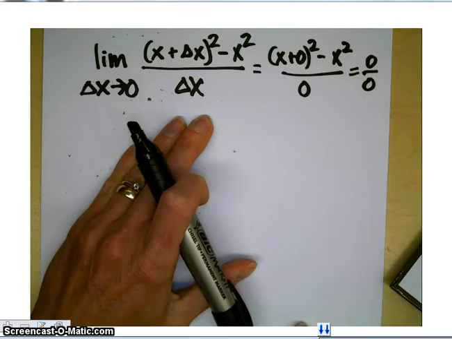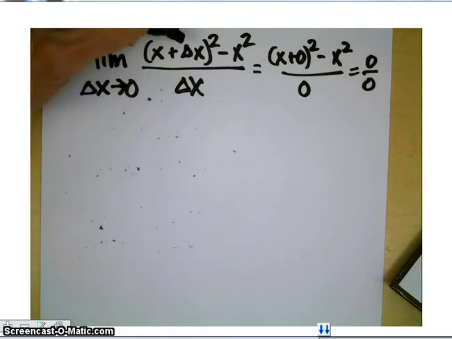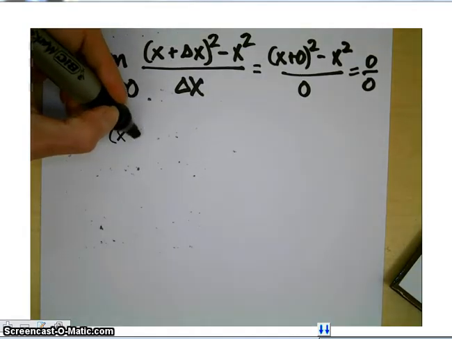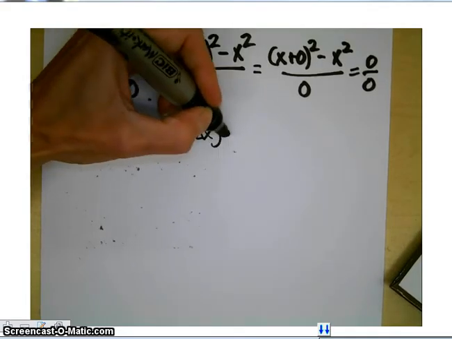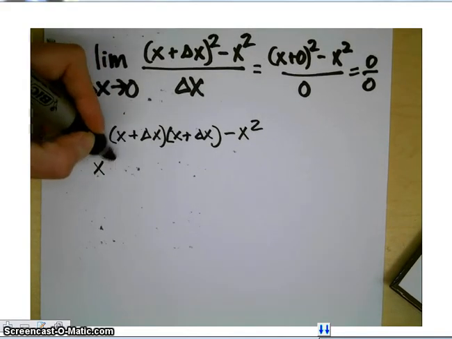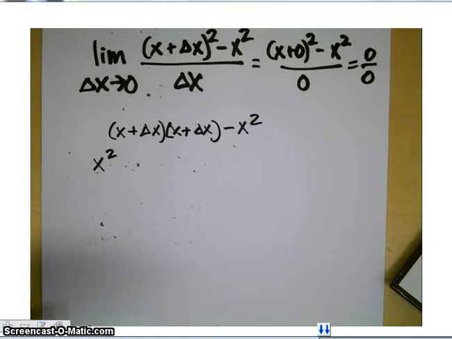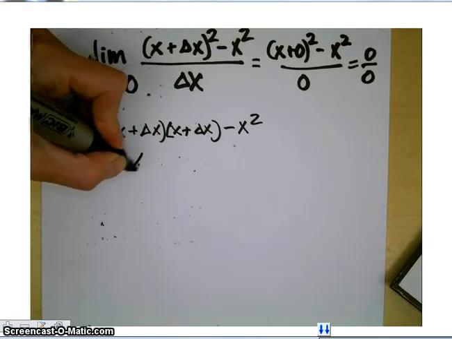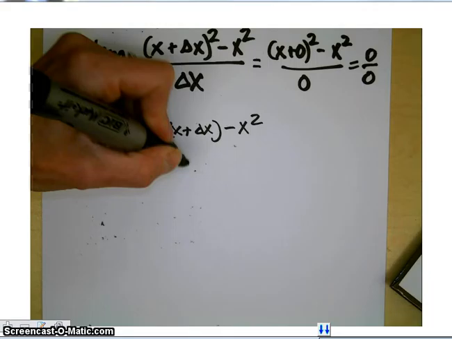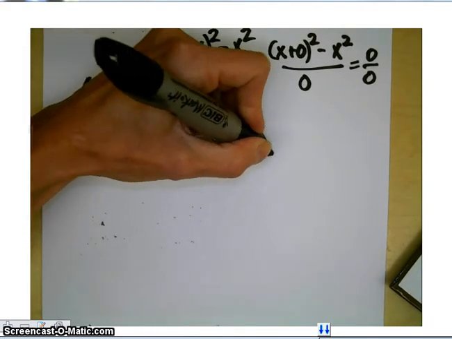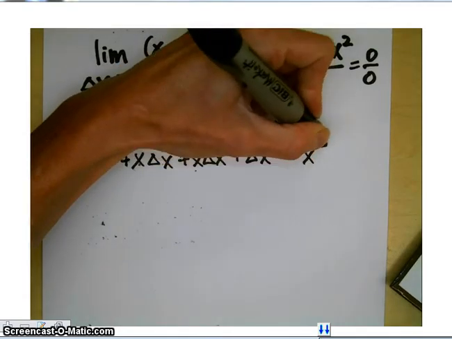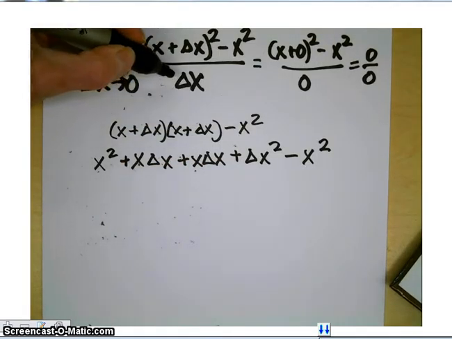I can FOIL, I can distribute, I can get rid of parentheses. Okay, that should be an obvious thing. So if I want to FOIL or square x plus delta x, I'm going to write it twice. And I'm going to multiply the first two, that's x squared. Multiply the outer two, that is plus x delta x. Multiply the inner two, plus another x delta x. Multiply the last two, that's plus delta x squared, minus x squared. Notice I'm just ignoring the bottom right now until I get the top all simplified.